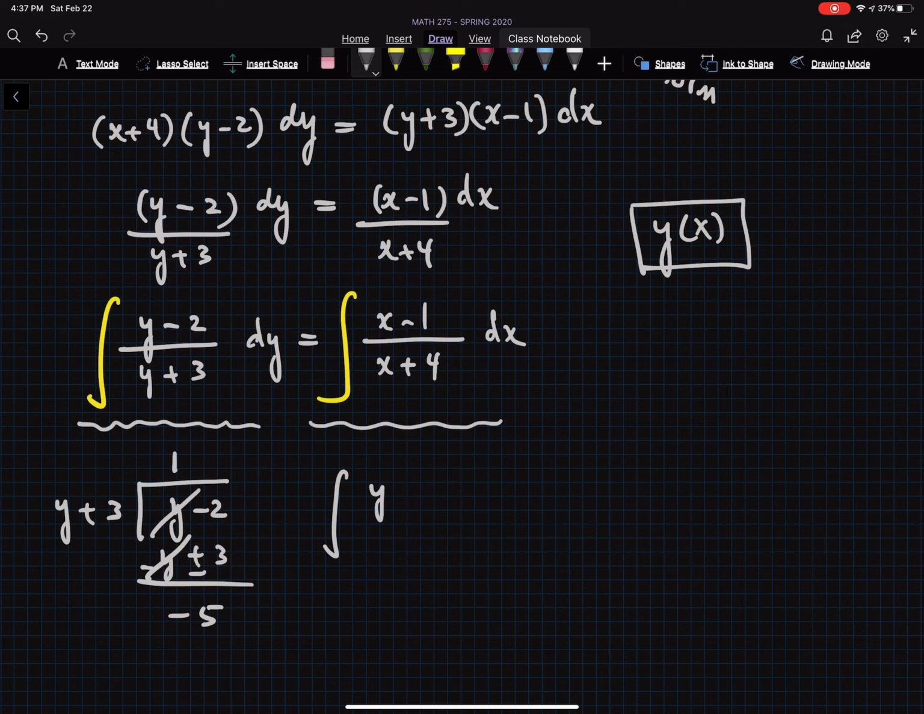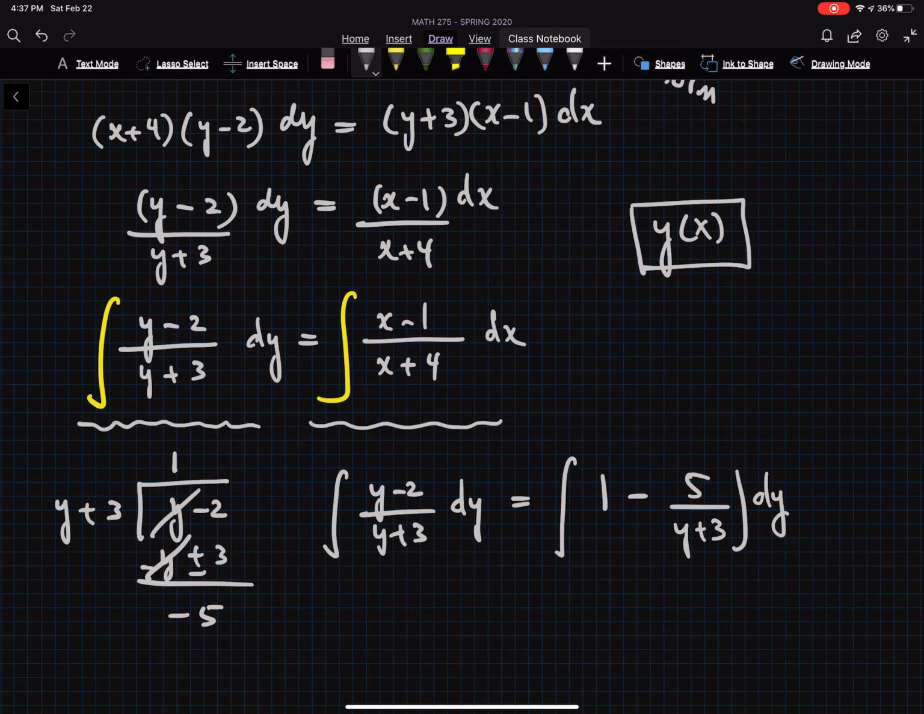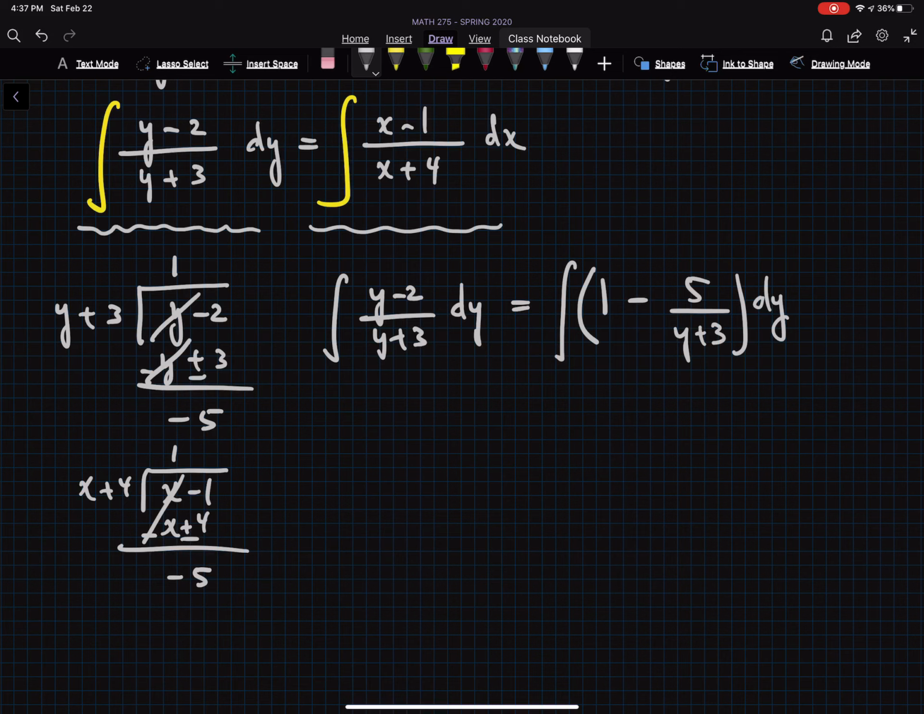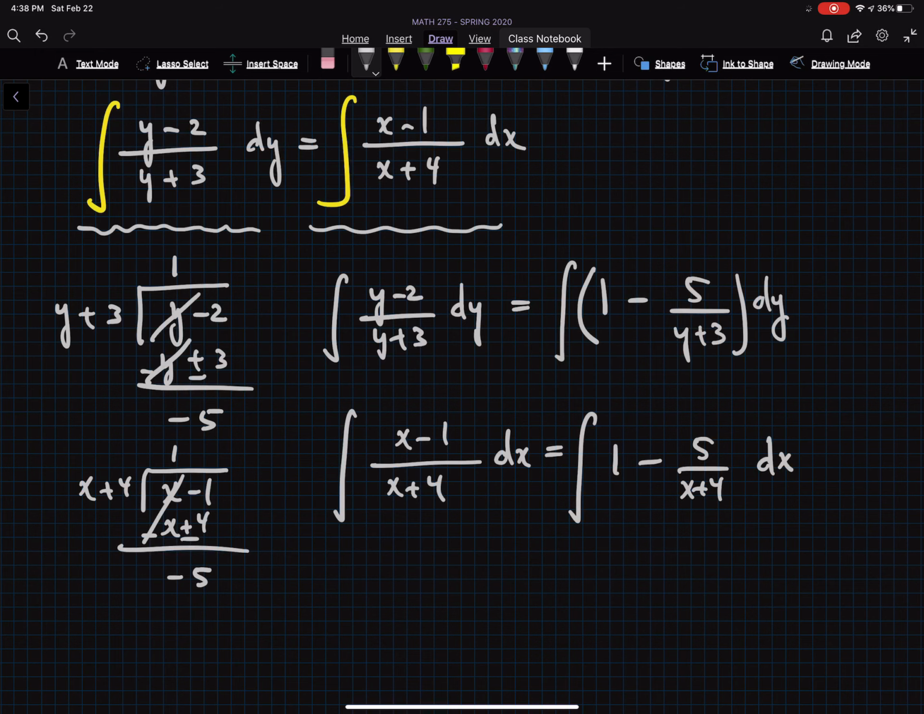So the integral of y minus 2 over y plus 3 dy turns into the integral of 1 minus 5 over y plus 3 dy. So there, I just cleaned up my first integral. Now at the same time, I will do the same thing to the other side. x minus 1 divided by x plus 4. It's a 1, x plus 4, change the signs, you get minus 5 again. So the integral of x minus 1 over x plus 4 dx now turns into the integral of 1 minus 5 over x plus 4 dx.